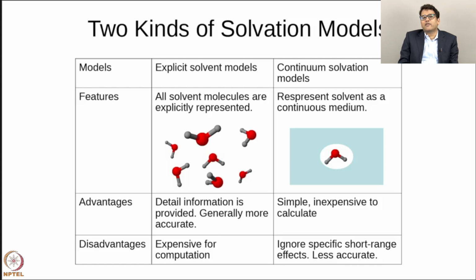The continuum solvation model represents the solvent as a continuum medium. It is very simple and inexpensive to calculate, and it generally has very little additional cost over a single point calculation, but the problem is that it ignores the specific short range effects. If you are dealing with a system where hydrogen bonding is very important, or there is a charge transfer from solute to solvent or solvent to solute, in that kind of situation these continuum solvation models generally completely fail.